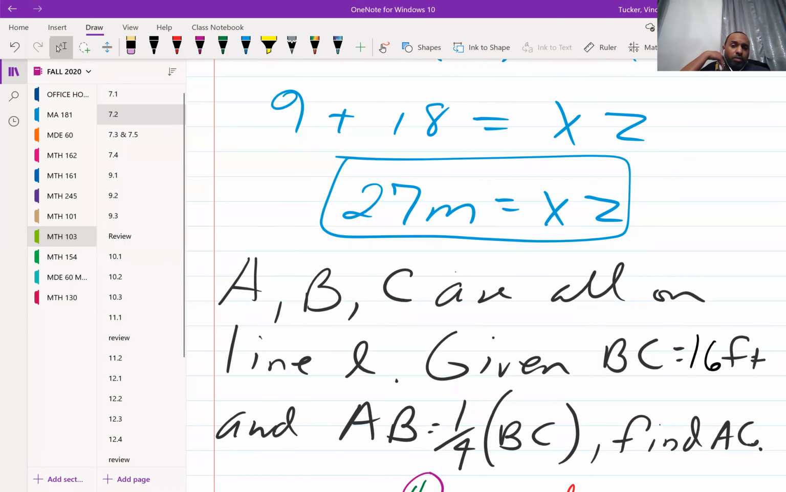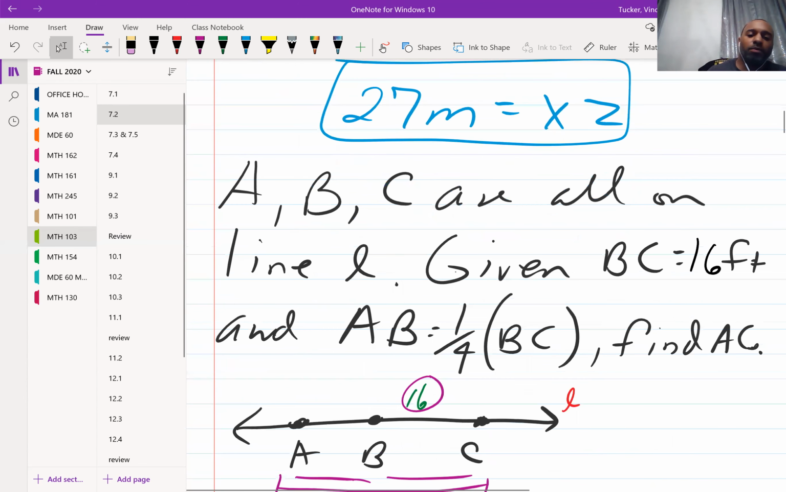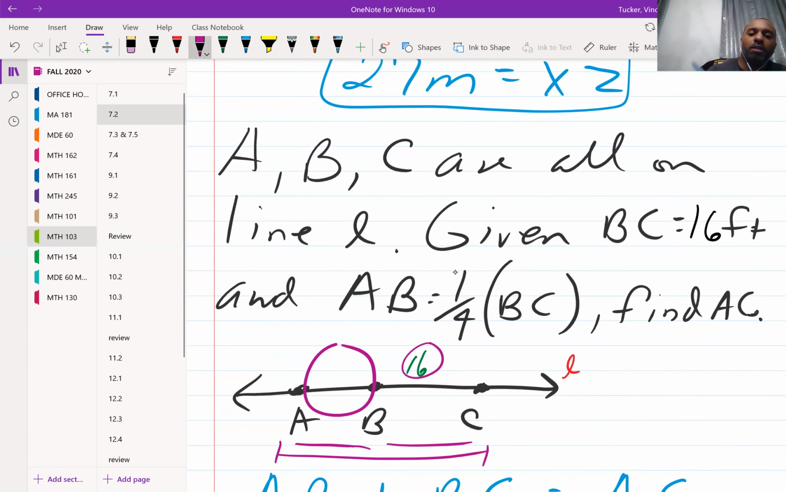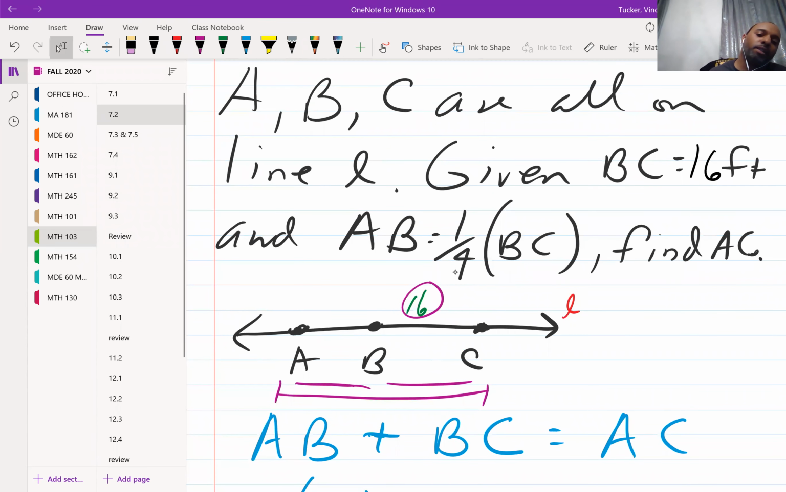All right, so the next one: A, B, C are all on line L. Given that BC is 16 feet, AB is equal to 1/4 of BC, find AC. So same type of deal, just making sure we're okay with the concept. BC is 16 and AB is 1/4 of that. So we see that AB plus BC is equal to AC.